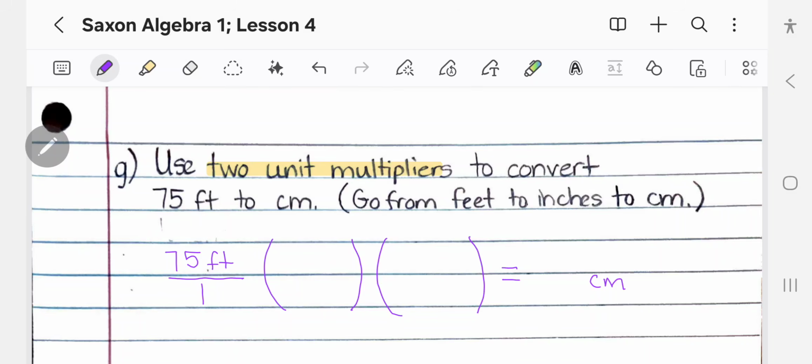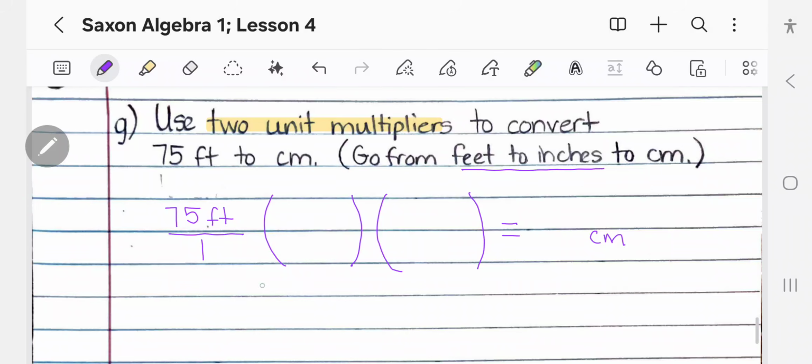So we're going to go from feet to inches to centimeters. They gave us a nice little clue here. Well, what do we know about feet and inches? We know that 1 foot is 12 inches, or I could write 12 inches is 1 foot. Let's see which one would go best. Which one do you think? Well, I have feet here, so I'm going to want feet here so that they'll cancel. So I'm going to put 12 inches over 1 foot. And these will cancel.